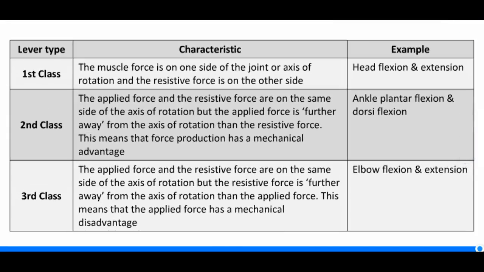First class. The muscle force is on one side of the joint or axis of rotation, and the resistive force is on the other side. Examples include head flexion and extension.